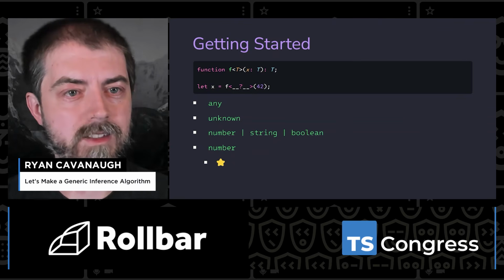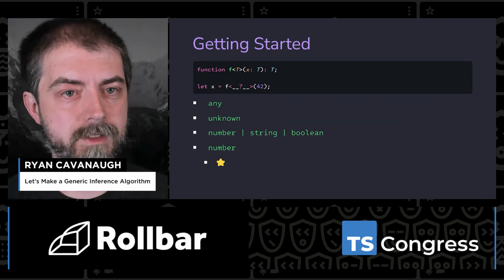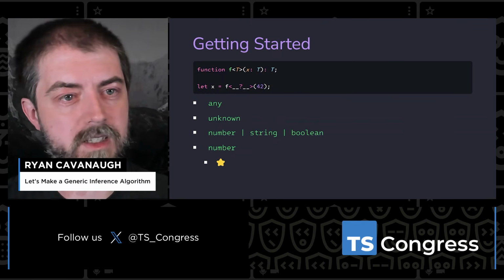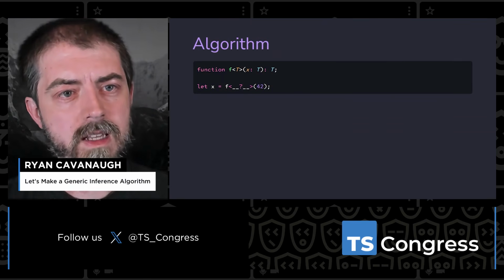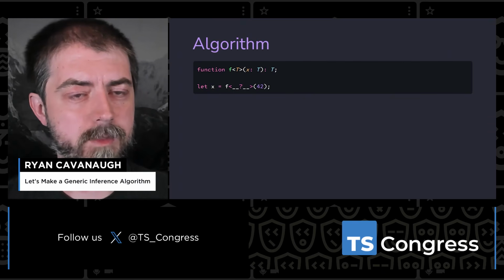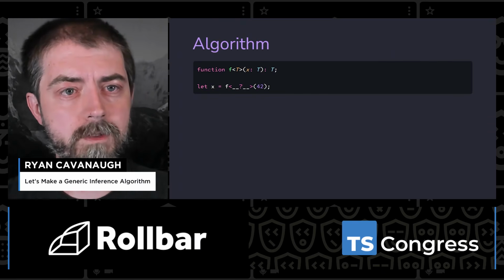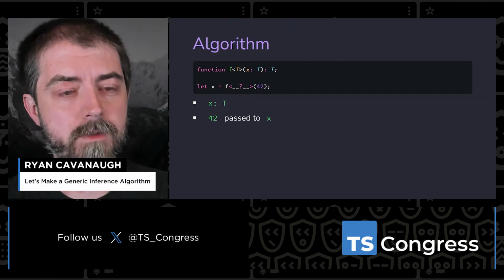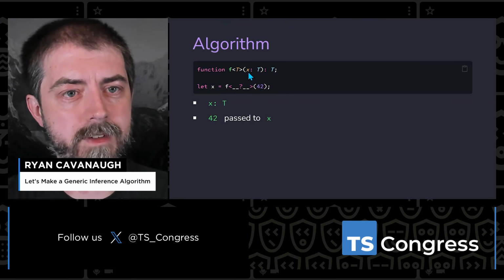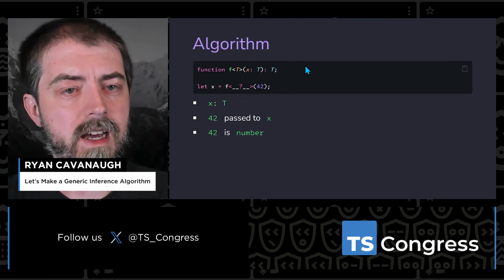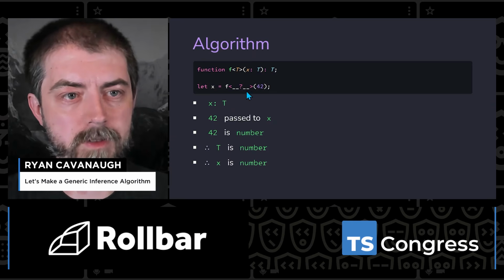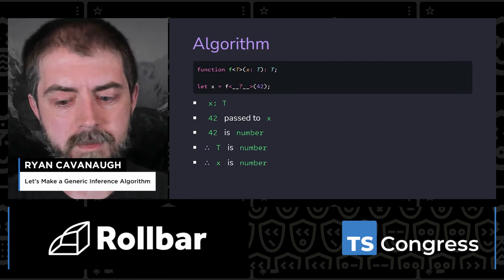So we think that number is the right answer here. It seems like if you called f of T and gave it a number, the most specific value that we can pick is the right one. So what is the algorithm that we would write down if we had to specify how that works? Well, we would look for T and find a place where it occurs in the parameter list. 42 was passed to x, so we've lined up, and yep, that's the T. We'll say 42 is a number, therefore T is of type number, therefore it's as if you had written f of number, therefore x is a number.